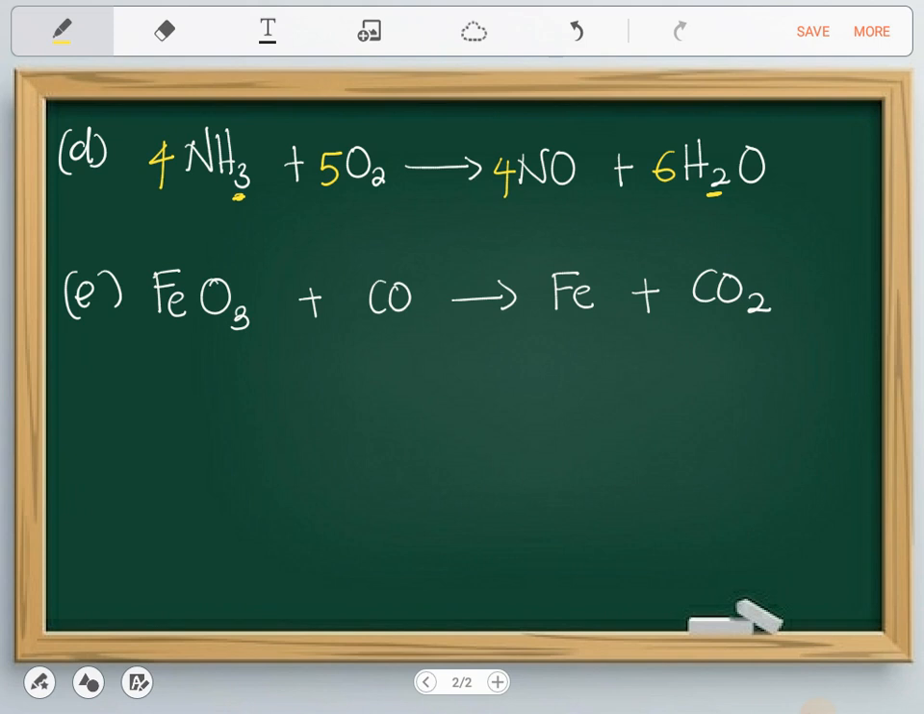The last one is iron oxide, and we have carbon monoxide giving us iron and carbon dioxide. So how do we balance this one? Well, let's count how many iron atoms there are. 1 and 1. Don't tamper with it. Let's count how many carbon atoms there are. We have 1 here and 1 there. So don't tamper with it.